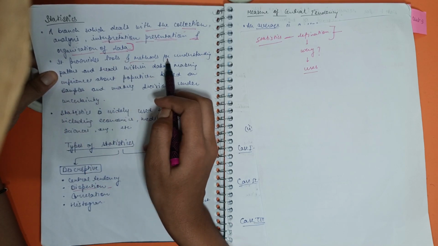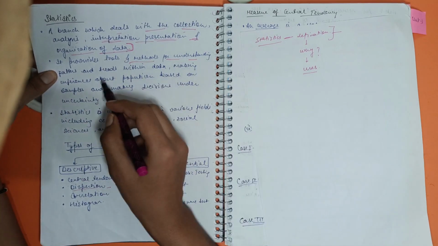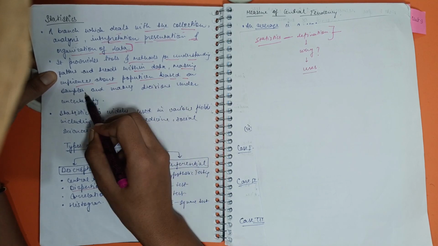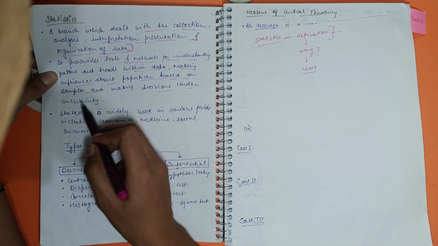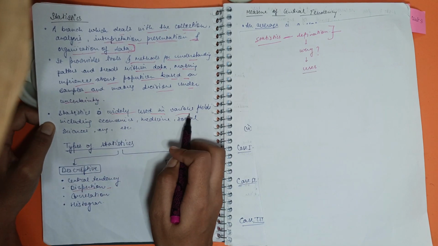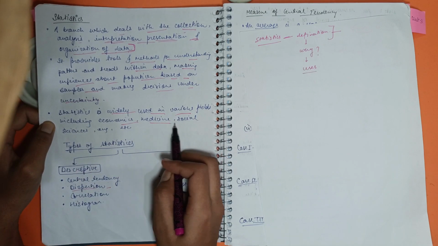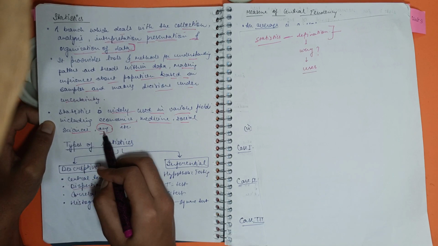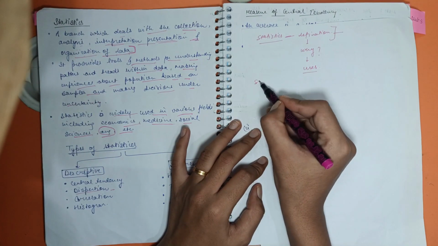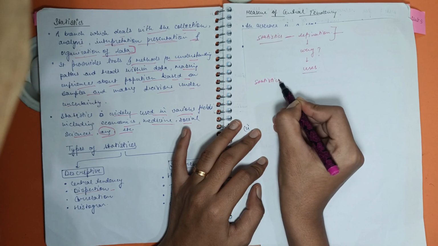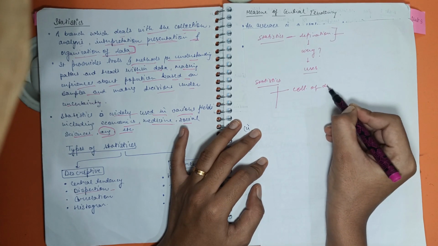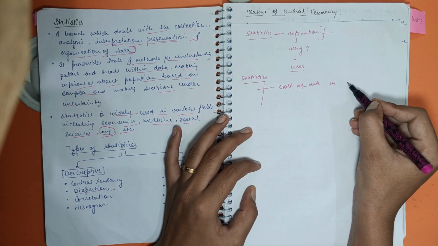It provides tools and methods for understanding patterns and trends within the data, making inferences about the population based on the samples, and making decisions under uncertainty. After that, statistics is widely used in various fields including economics, medicine, social sciences, engineering, etc. So, in simple language, we can say that statistics is the collection of data or organization of data.